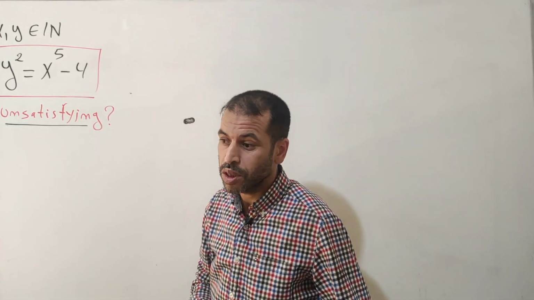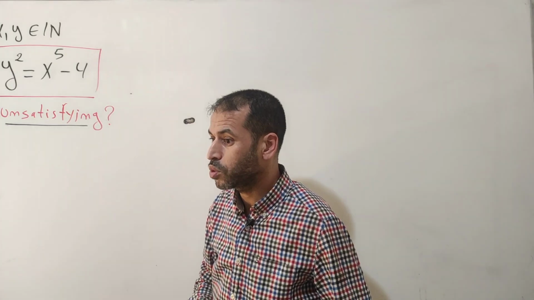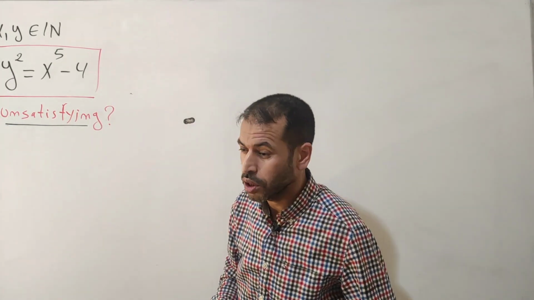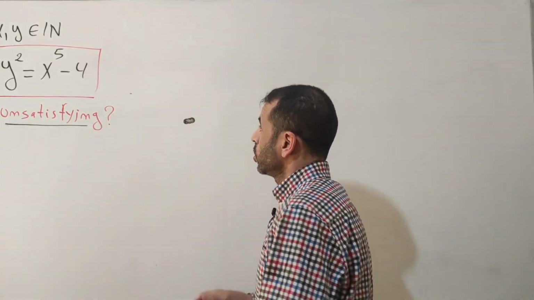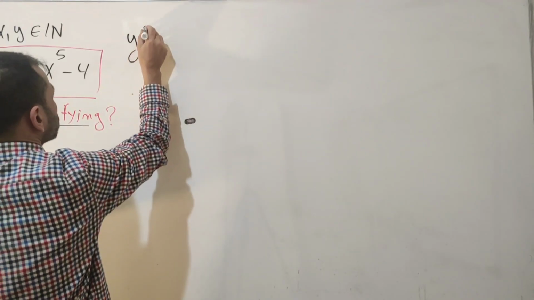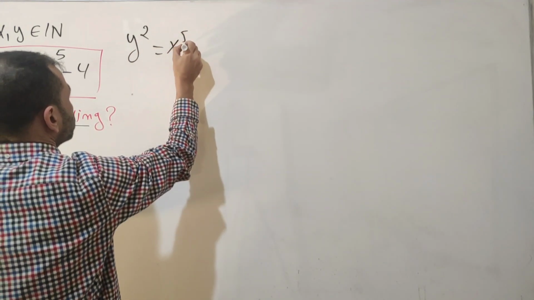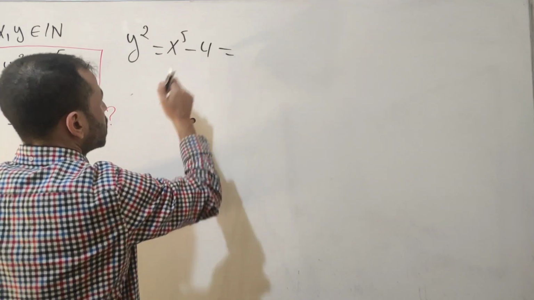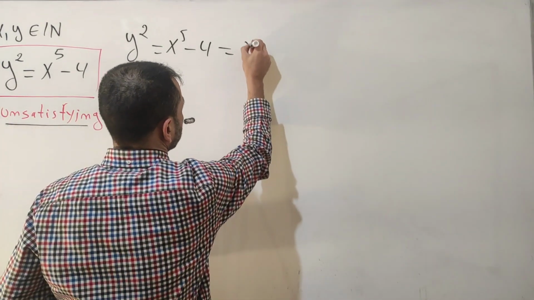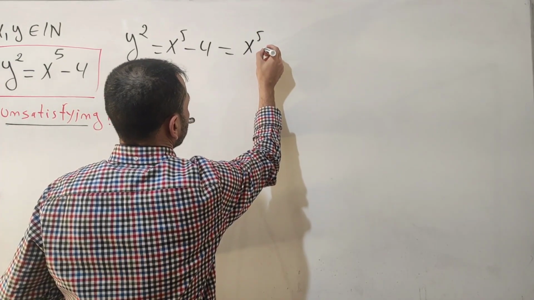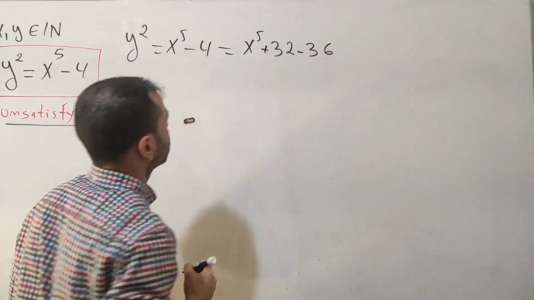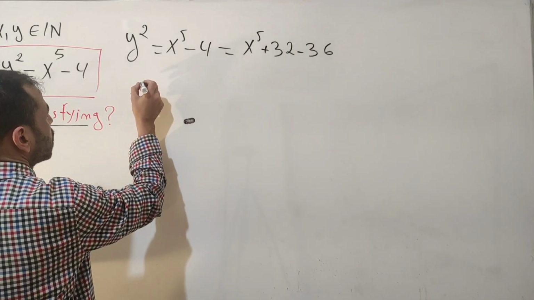I'm going to use two methods here. The first method uses factorization. The second method uses the GCD. Now let's get started. So it's more clear here. In the expression y squared equals x to the 5th minus 4, I'm going to replace minus 4 with 32 minus 36. I get x to the 5th plus 32 minus 36. It's more clear.